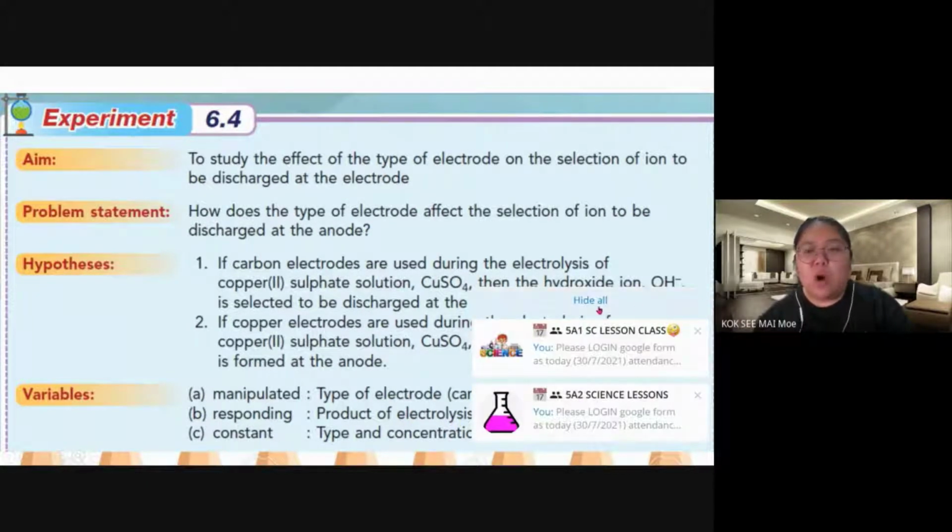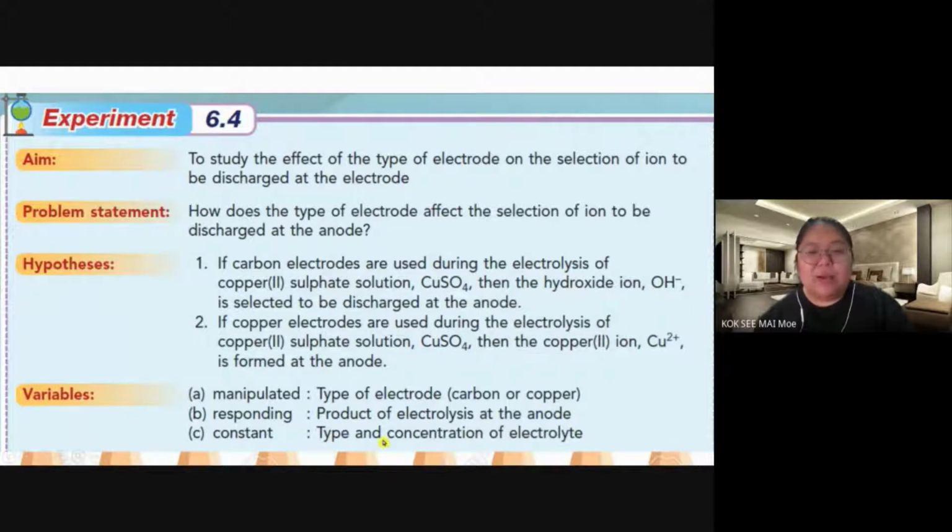Okay, which one becomes the constant variable? The type and also the concentration of the electrolyte. The electrolyte doesn't change. If you are using copper(II) sulfate, then you need to keep it constant. If you are using silver solution, then you need to keep it constant. Don't change the electrolyte. The concentration of the electrolyte also doesn't change. If you are using 0.1 mol dm^-3, then you keep it constant. Don't use a high concentration now and a low concentration later, because this will affect the result.